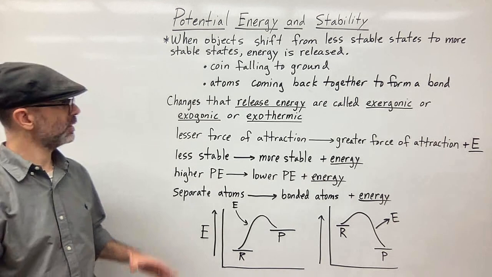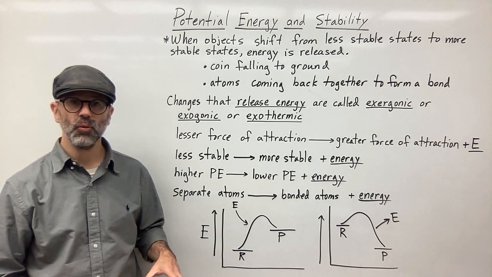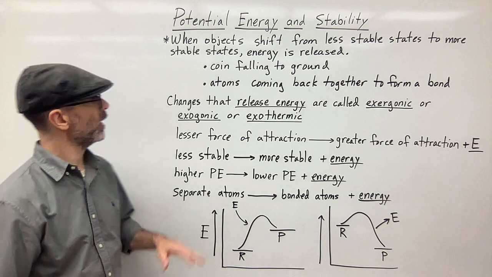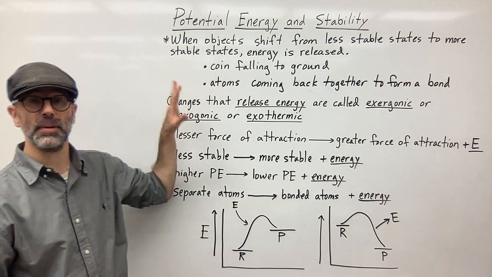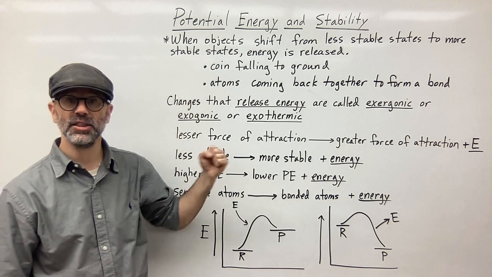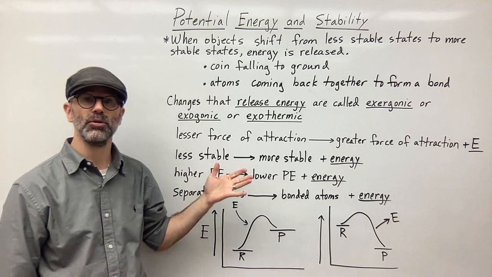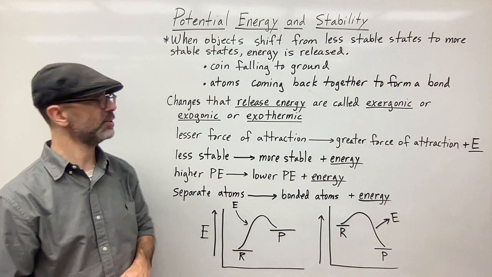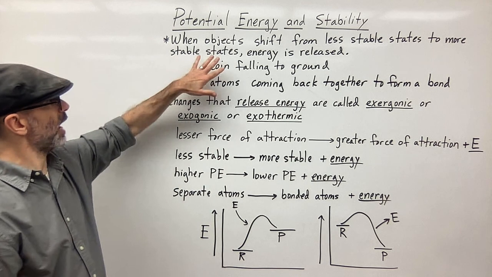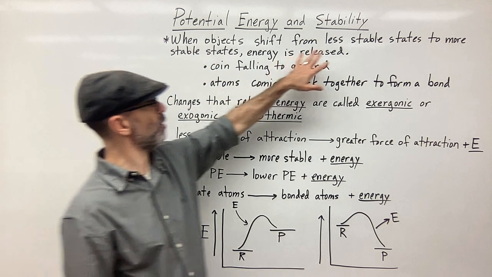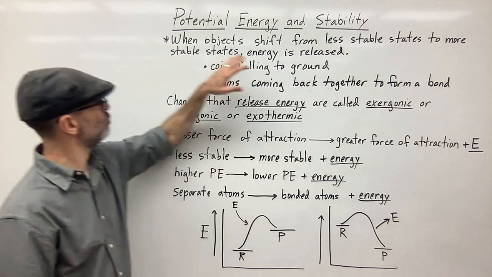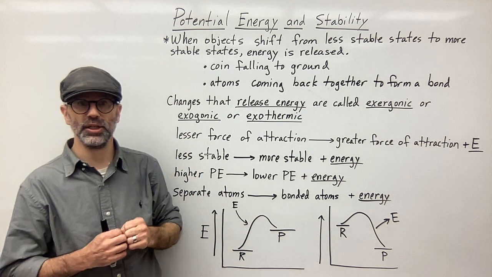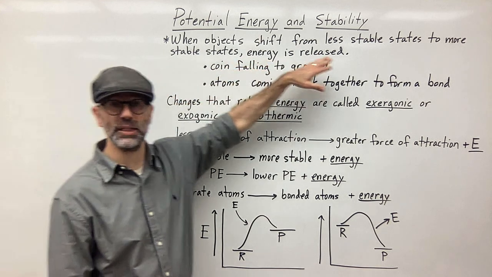Okay, let's finish up by talking about reactions or processes where energy is released. Before, we were talking about objects or systems shifting from more stable states to less stable states and how energy is absorbed when it happens. Here we're talking about when objects or systems shift from a less stable state to a more stable state, right? So decreasing potential energy means that the energy is released.